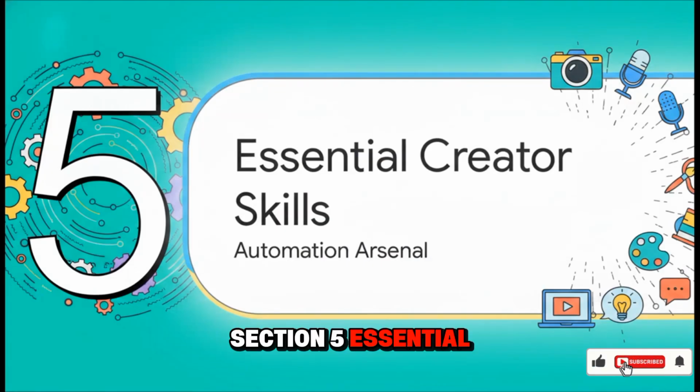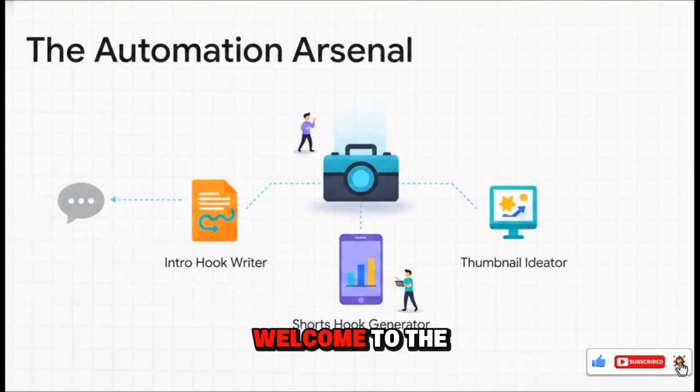Section 5. Essential Creator Skills. Now that we've got a handle on the mechanics, let's actually take a look at the custom tools the source developed. Welcome to the automation arsenal. The source built 3 heavy hitters here: the intro hook writer, the shorts hook generator, and the thumbnail ideator. These 3 really show off the immense versatility of the platform.